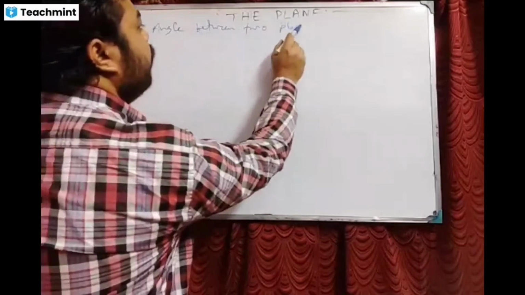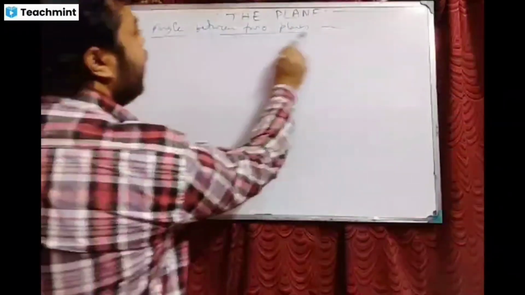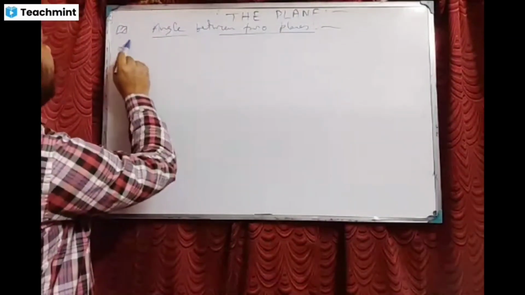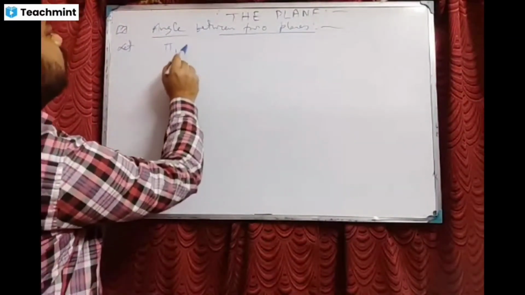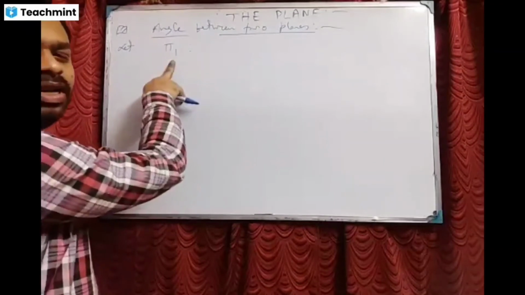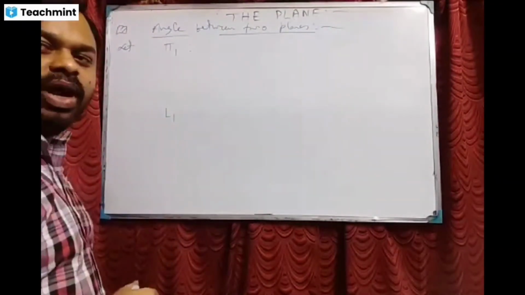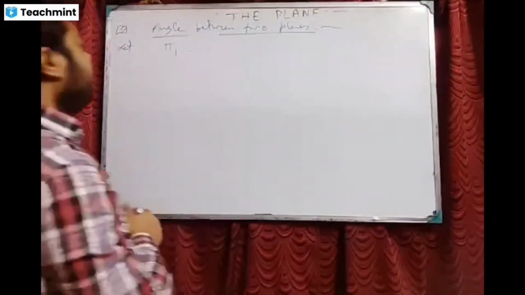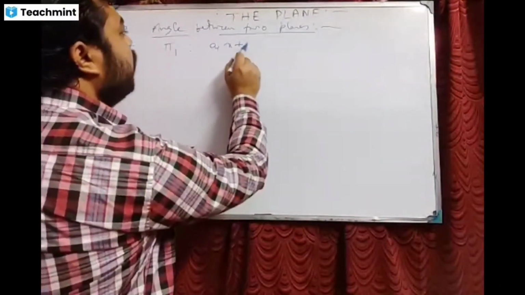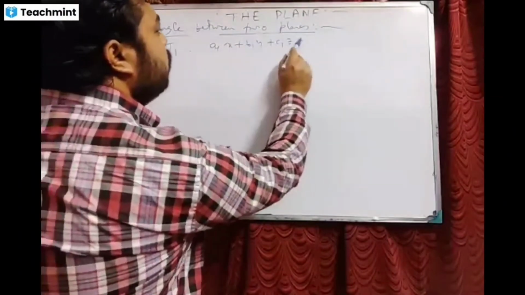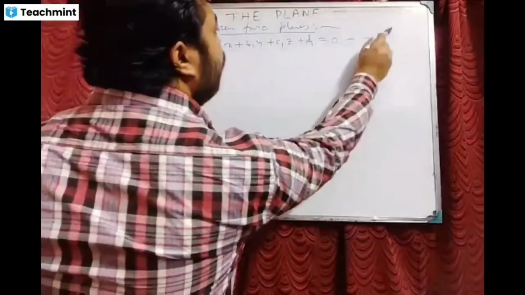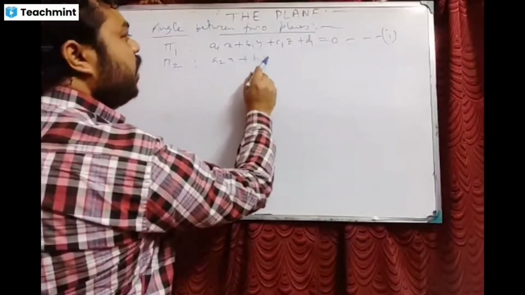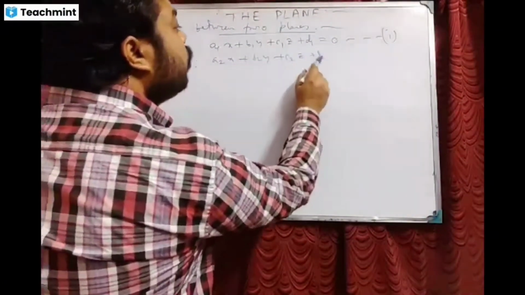Angle between two planes. How to find the angle between two planes? Let pi 1 be plane 1. This is just for notation, like L1 is line 1. Suppose pi 1 is a1x plus b1y plus c1z plus d1 equals 0. Plane 2, pi 2, is a2x plus b2y plus c2z plus d2 equals 0.